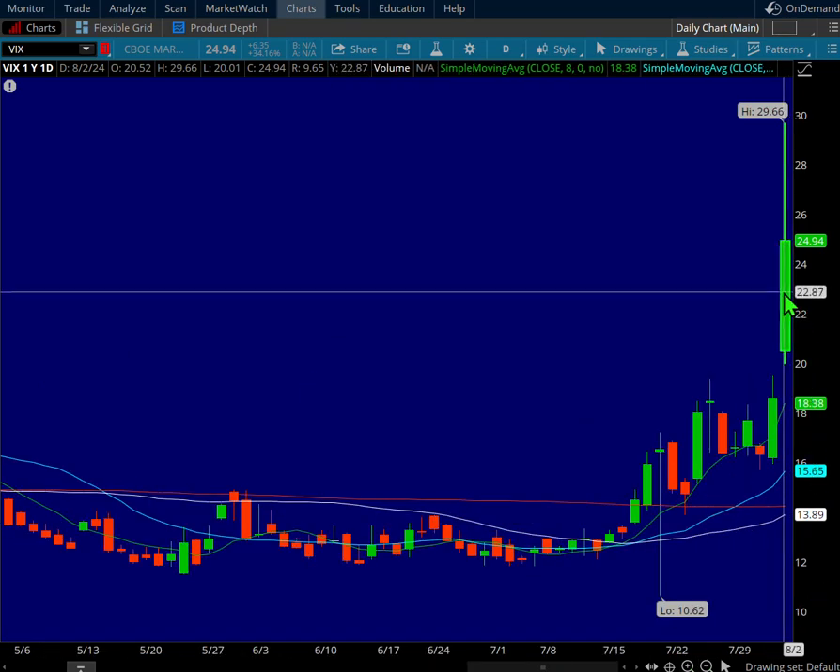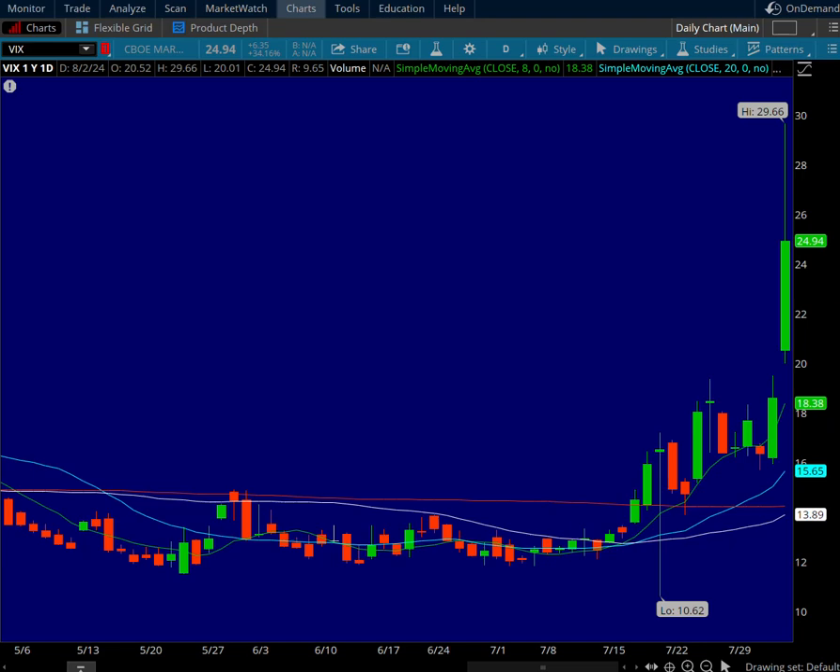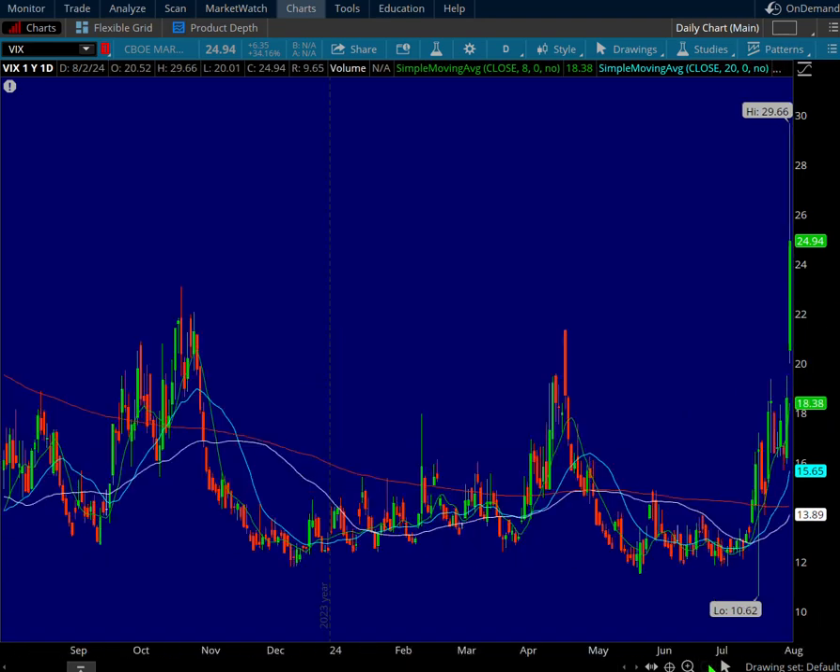Look at today's action in the VIX. From a low of 20.01 to a high of 29.66. Now that's the highest it's been for a while. Let's zoom back out here. So on my charts, this is just about 1 year of data. So we're just about at yearly highs for the VIX.